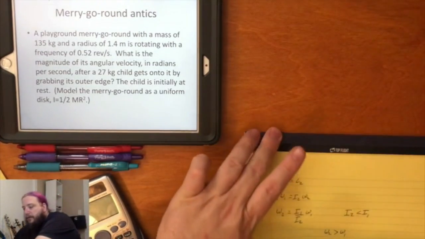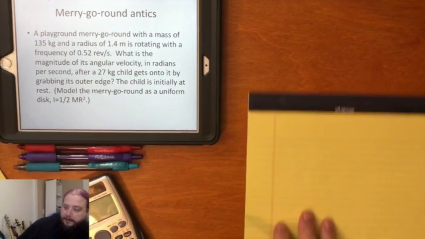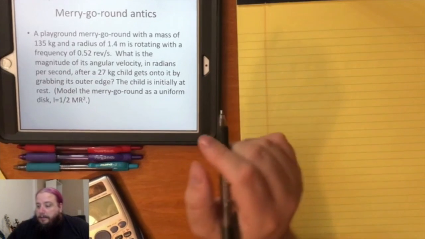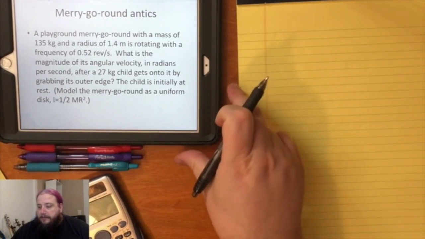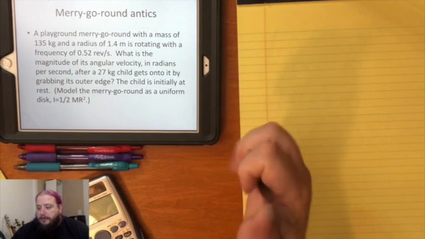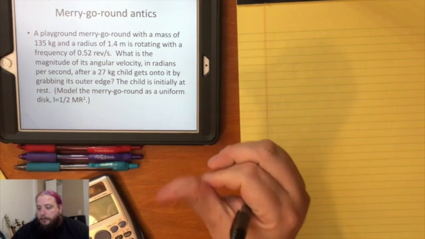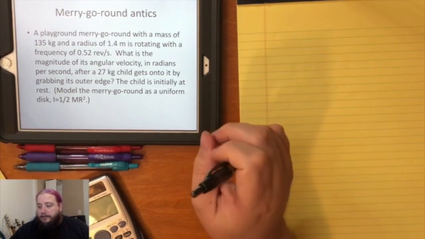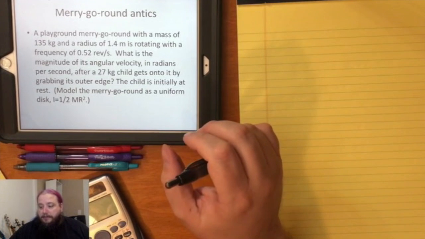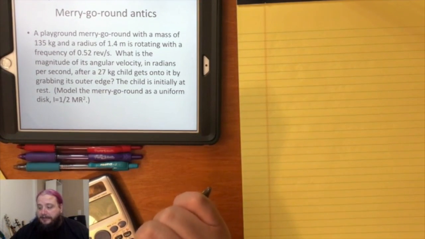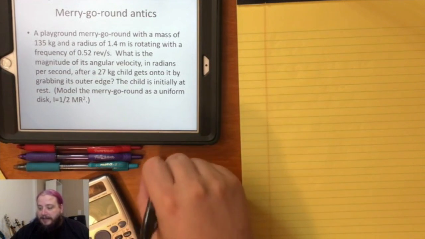Let's try a little bit more quantitative problem here. A playground merry-go-round with a mass of 135 kilograms and a radius of 1.4 meters is rotating with a frequency of 0.52 revolutions per second. What's the magnitude of its angular velocity in radians per second after a 27 kilogram child gets onto it by grabbing its outer edge? The child is initially at rest.